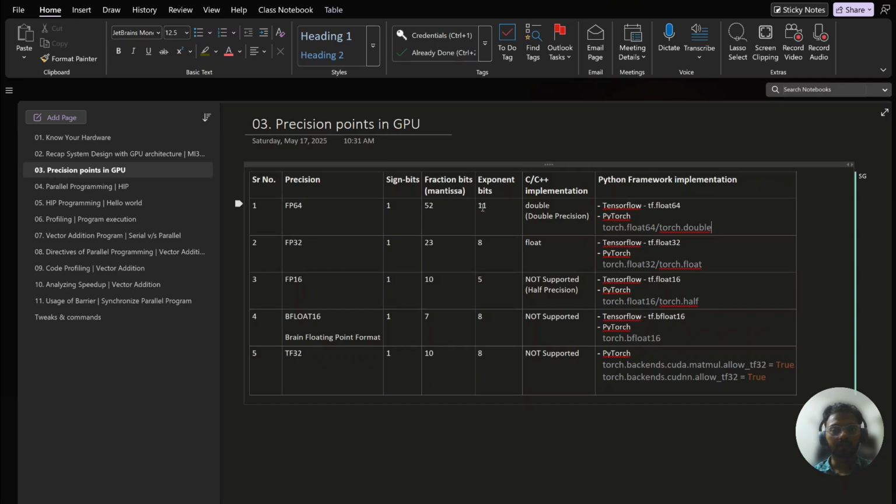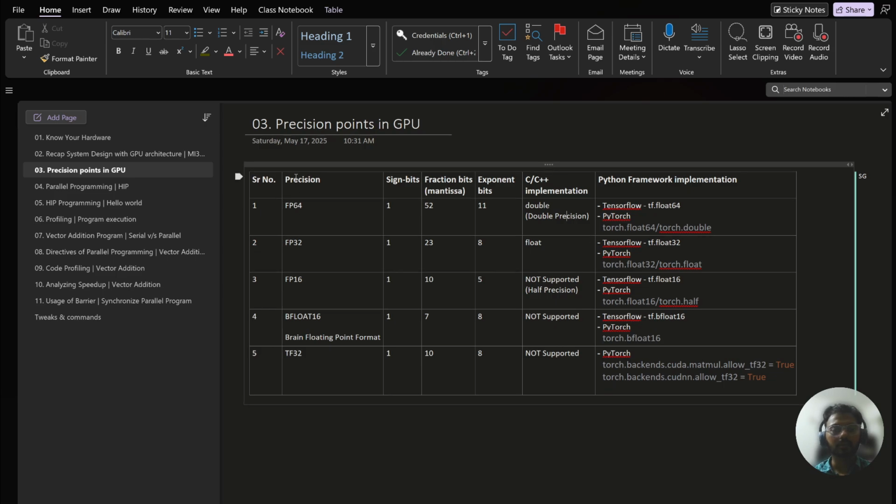So what you can see is this kind of implementation. When we come to C or C++, the data type is named double, which is double precision. And if we go to the Python level, in libraries like TensorFlow it is defined as tf.float64, and in PyTorch it is defined as torch.float64, which eventually redirects to torch.double. So it's the same for PyTorch.